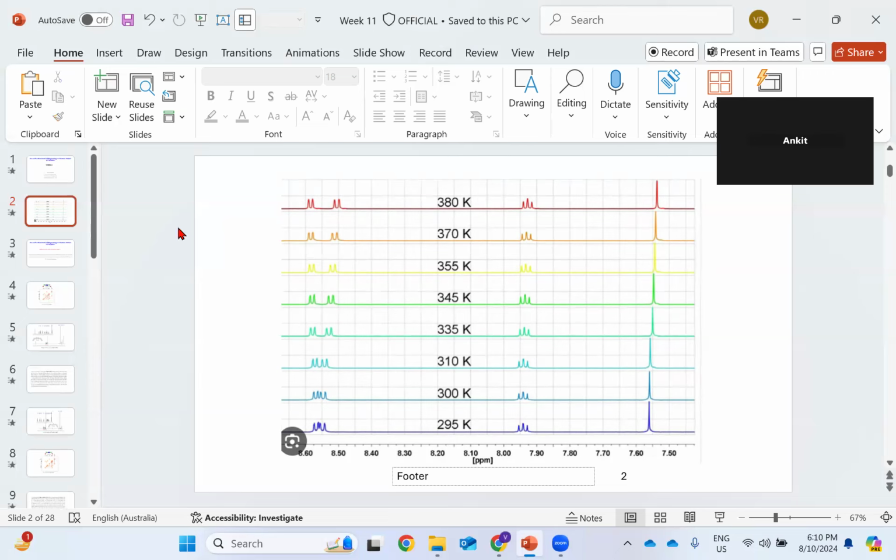Okay, right. Sir, I have another question. Yes, please. Sir, can we use temperature to study different isomers? For example, I have to study cis and trans isomers. So can we use NMR at different temperatures?